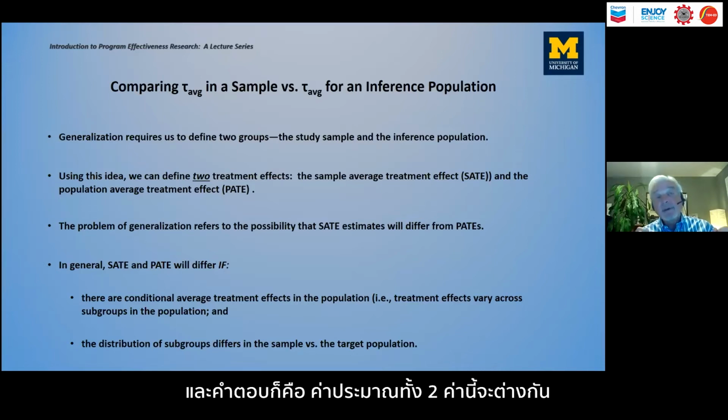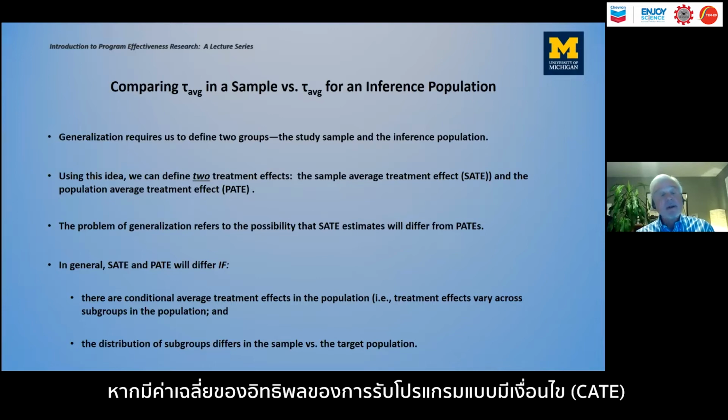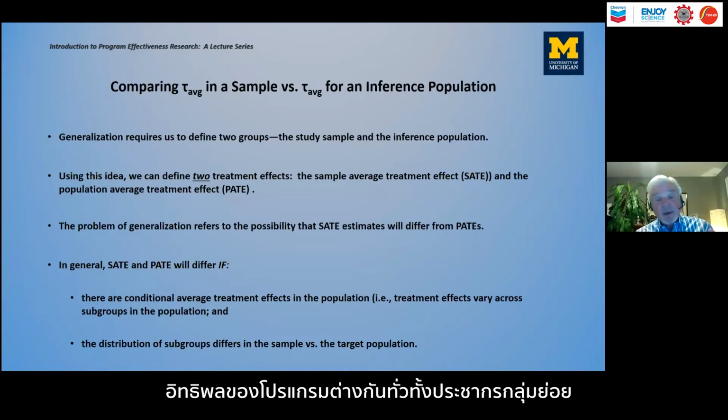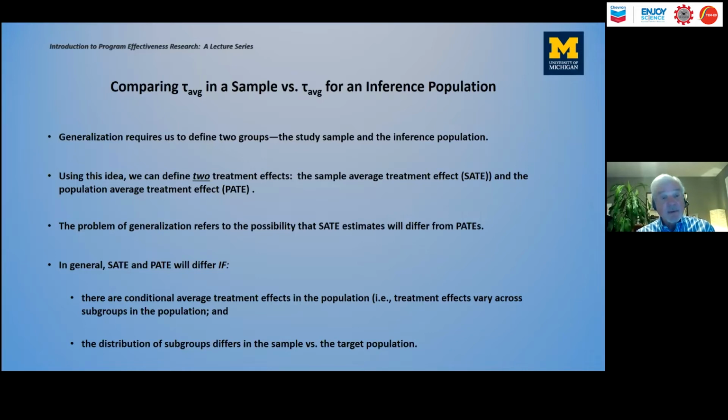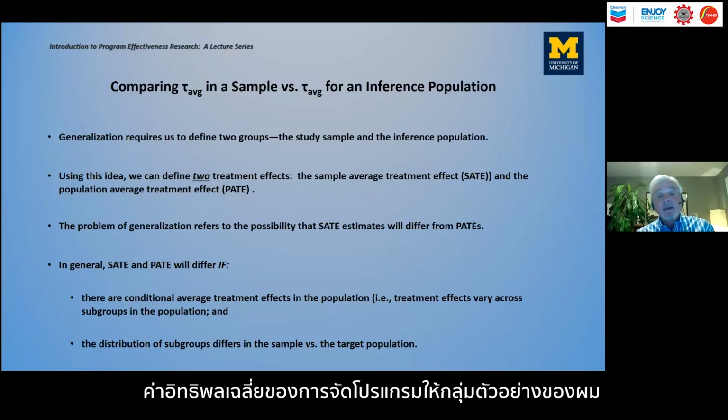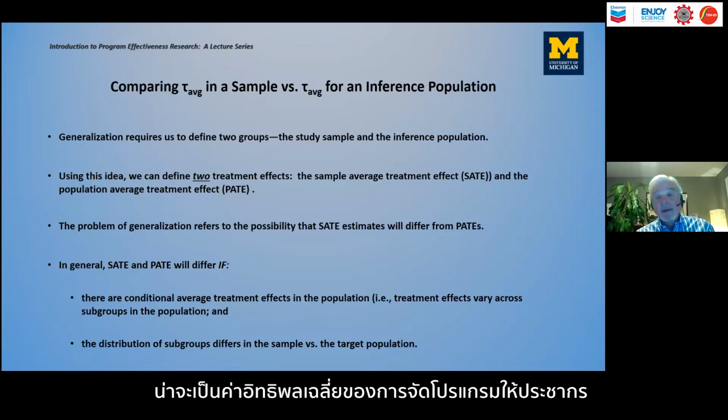And the answer is these two estimates will differ if there are conditional average treatment effects in the population. That is, treatment effects vary across subgroups in your population, and the distribution of subgroups differs in your sample versus the target population. If I had a representative sample, I could say my sample average treatment effect is likely to be the population average treatment effect.